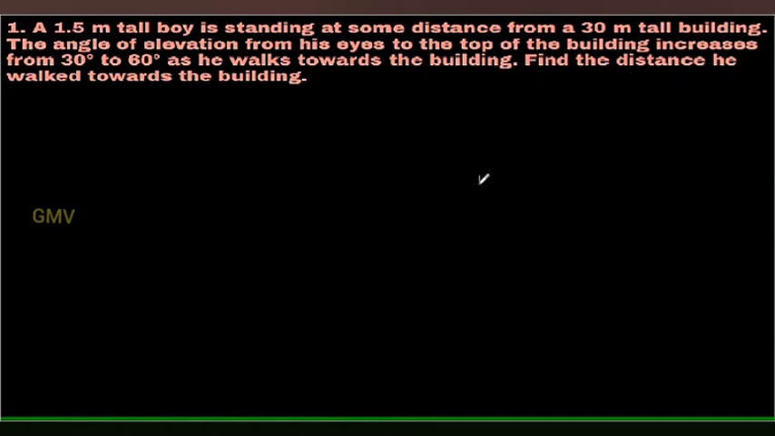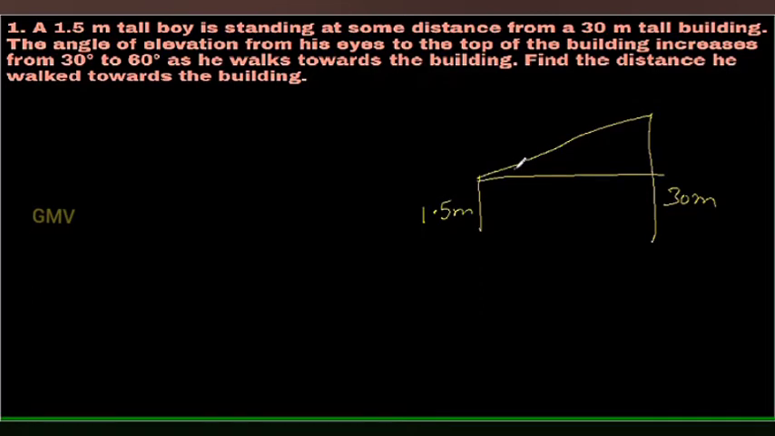So there is a boy. He is 1.5 meter tall. He is standing away from the building. The height of the building is 30 meter tall. So he is walking towards the building. At this point, the angle of elevation of the top of the building is 30 degree. Now he walks towards the building. At this point, the angle of elevation is 60 degree.